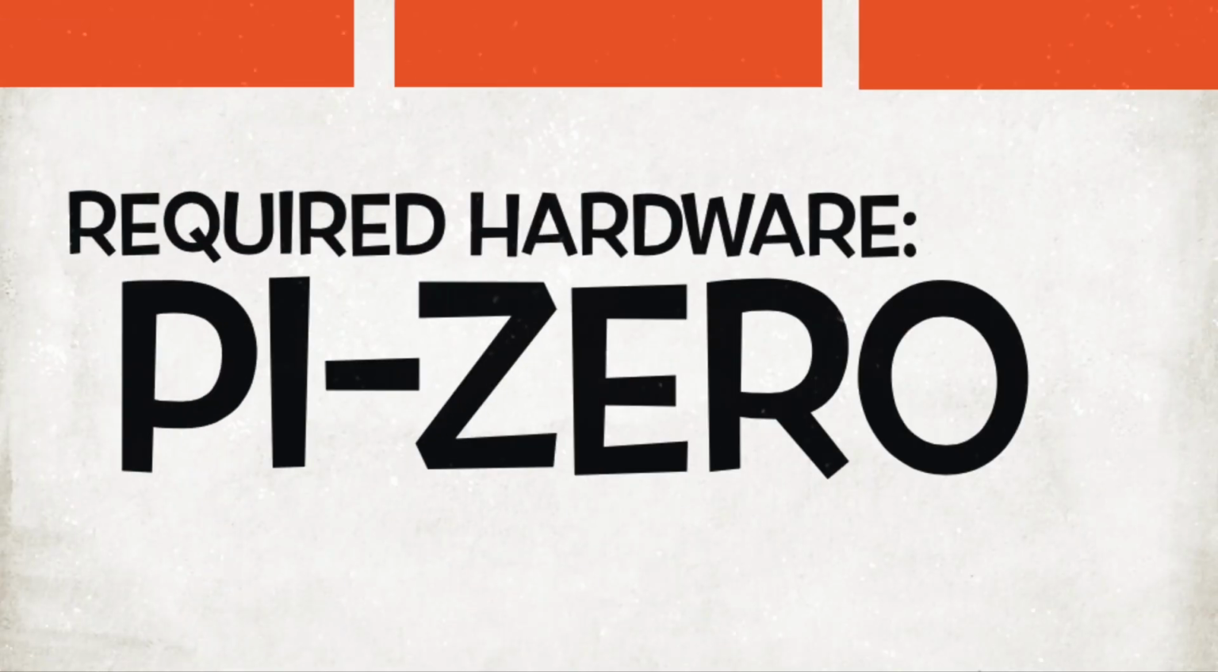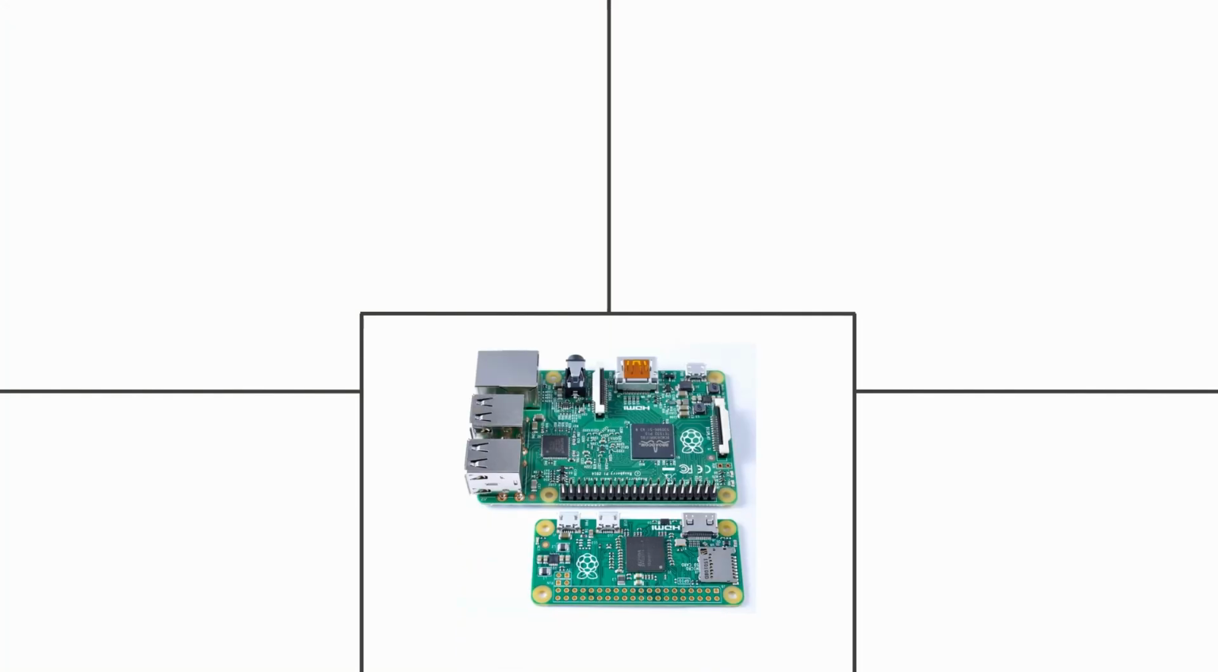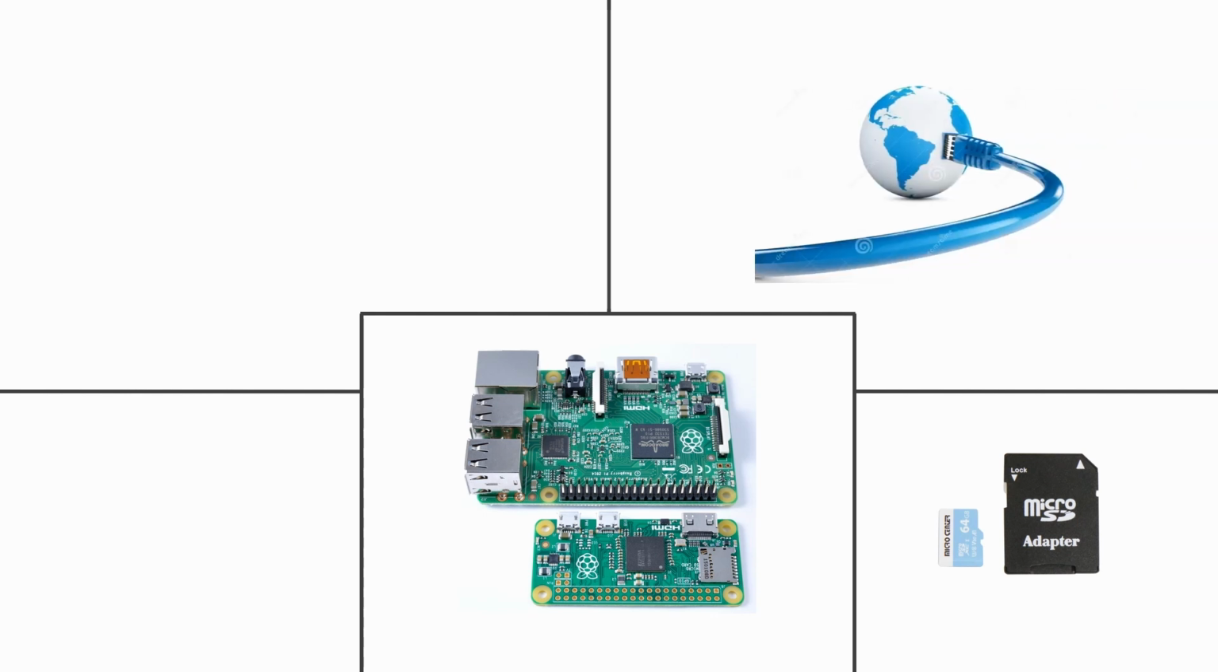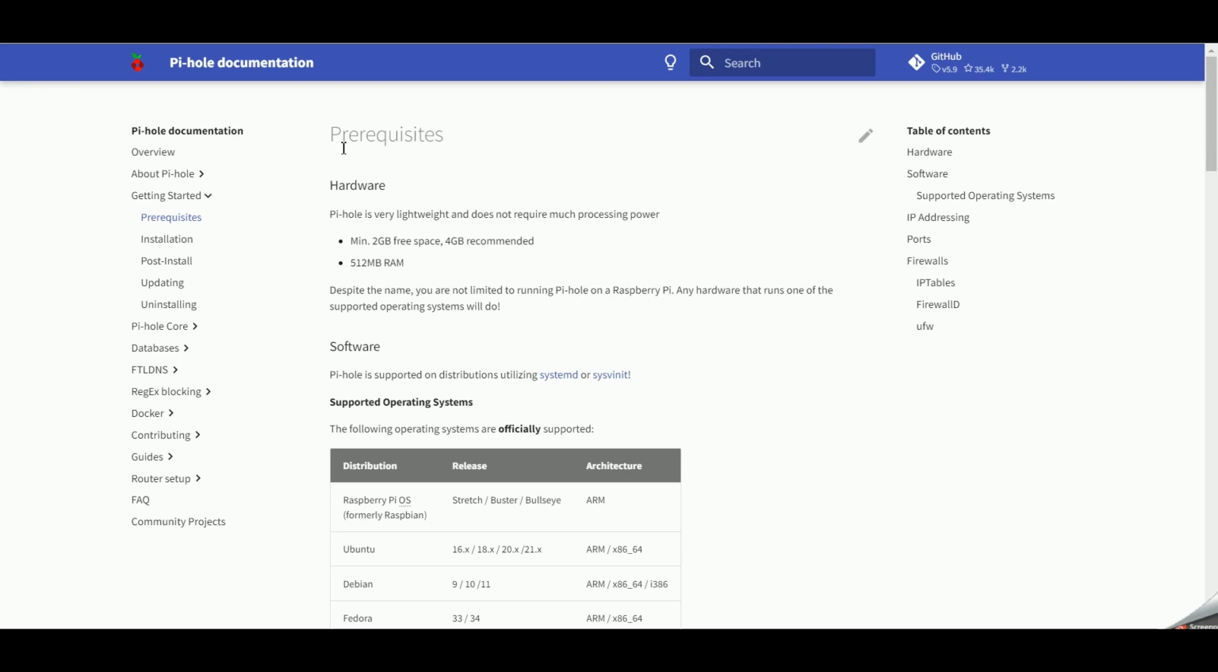Now let's get started on the hardware. First is a Raspberry Pi Zero or any variant of Raspberry Pi with at least 512 MB RAM. Then an SD card reader and an 8 GB memory card. Then internet connectivity, an Ethernet cable and a power brick to power the Raspberry Pi. A keyboard and mouse for execution.